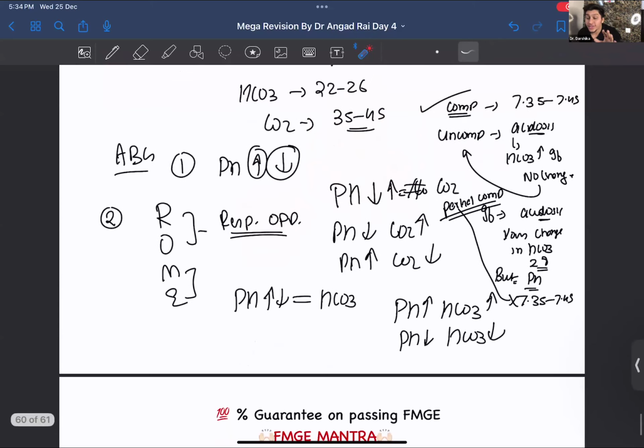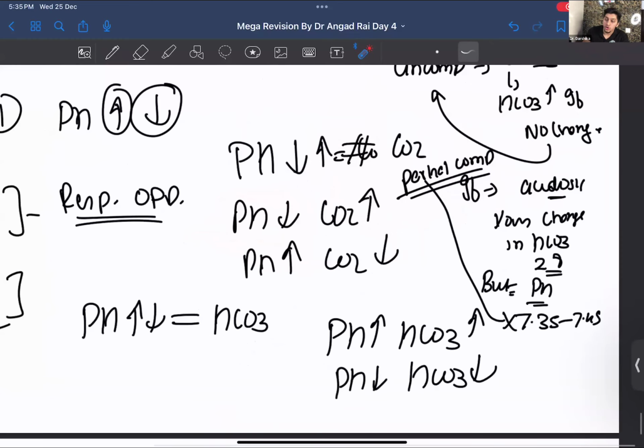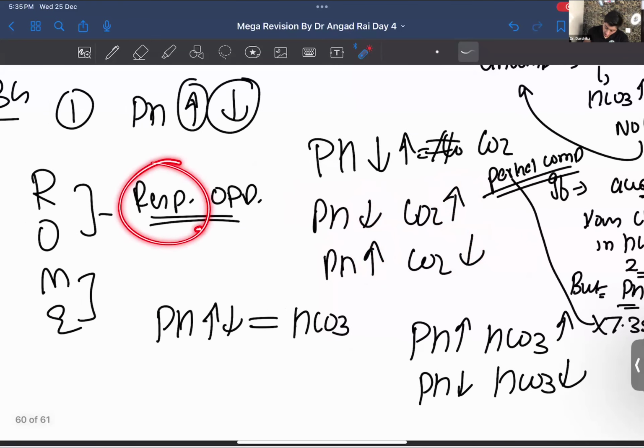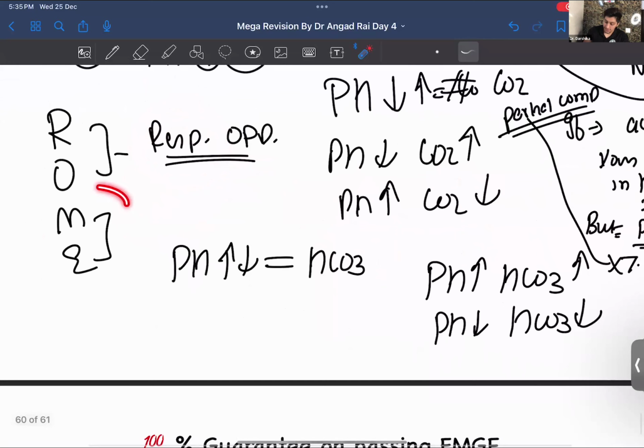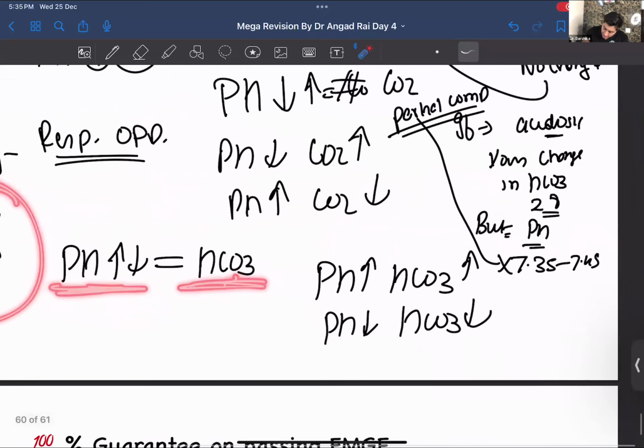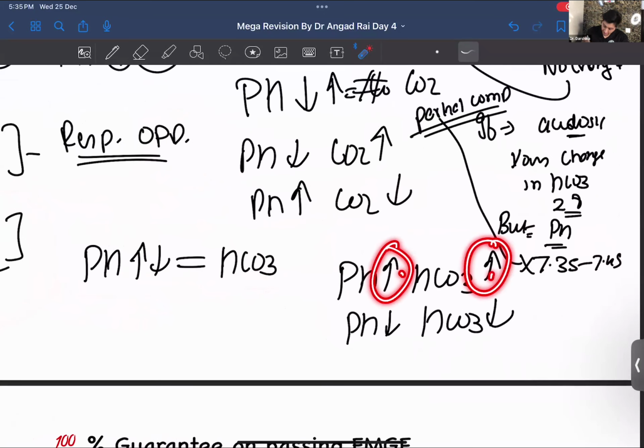The second step is to find out whether it is a respiratory condition or a metabolic condition. Our mnemonic is ROME, respiratory opposite, metabolic equal. ROME says to give your answer as respiratory condition, the pH direction should be opposite to carbon dioxide direction. So if pH is reducing, carbon dioxide should increase. If pH is increasing, carbon dioxide should decrease. Then your answer will be respiratory condition. To call metabolic, equal, it says whatever direction of pH is, it should be the same direction of bicarbonate. So if pH is increasing, bicarbonate also should be increasing. If pH is decreasing, bicarbonate also should be decreasing.